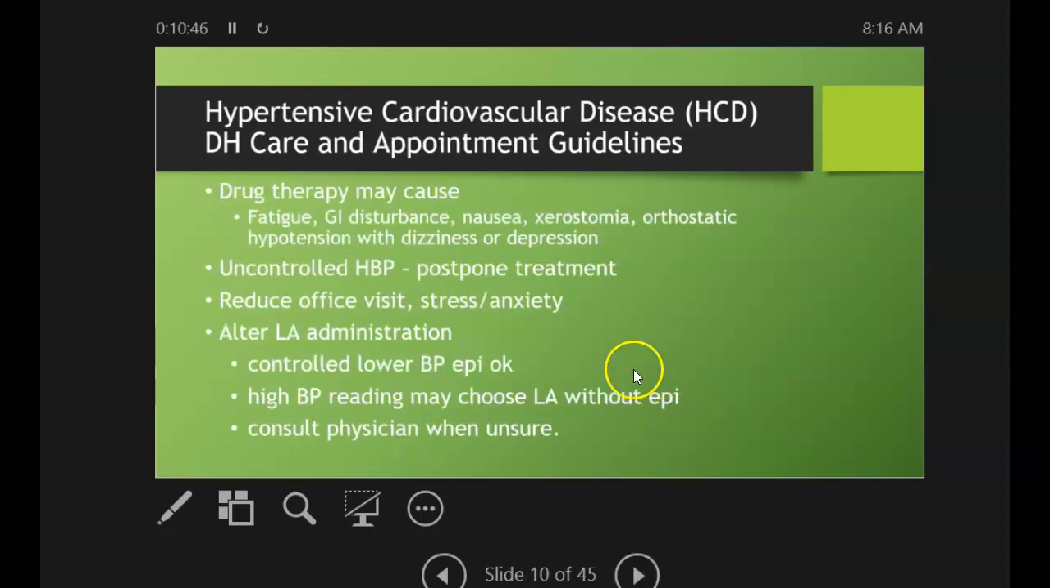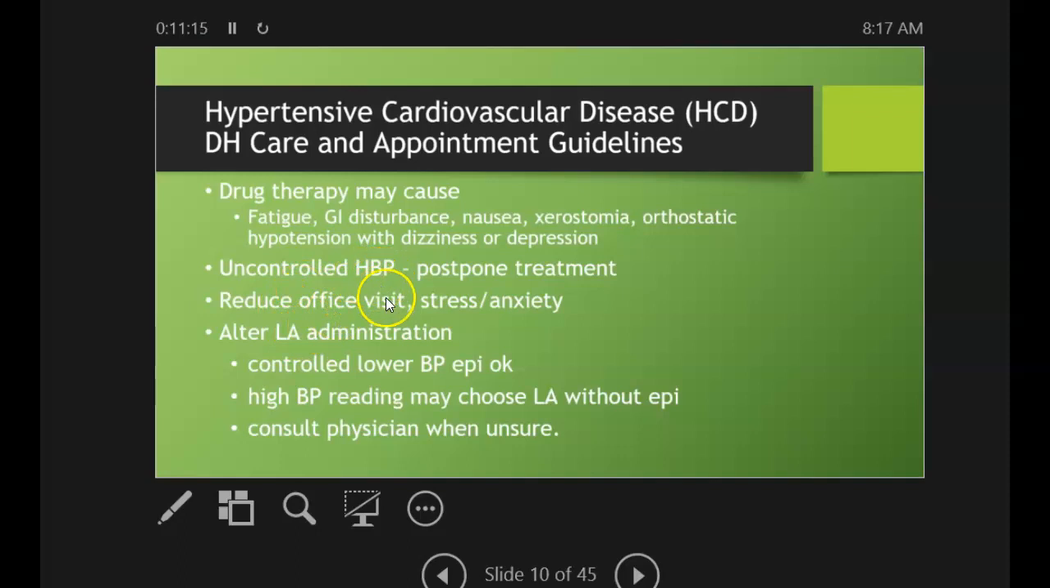Hypertensive cardiovascular disease and your dental hygiene care appointment. So drug therapy may cause things like fatigue. It can cause patients to be lightheaded and feel dizzy, or nausea. It can cause xerostomia. That's a big one for us to think about. Orthostatic hypotension, being very careful when you raise your patient up out of the chair, not to have them stand up too quickly. And then GI disturbances.